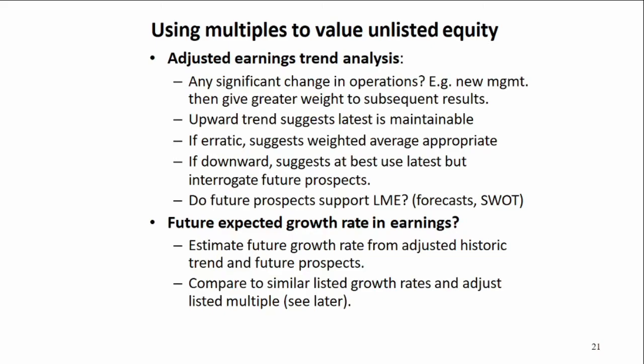So the earnings trend analysis we have just discussed is going to be based on historic figures. But what happens if there is going to be expected growth in the future? The future growth rate will need to be estimated, and this can be estimated by looking at the historic trend and also the future prospects of the company. Once it has been assessed what the future growth rate is estimated at, we can compare this growth rate for the unlisted company to the growth rate for the listed company. And if there is a difference between these growth rates, then it will be appropriate to adjust the listed multiple.